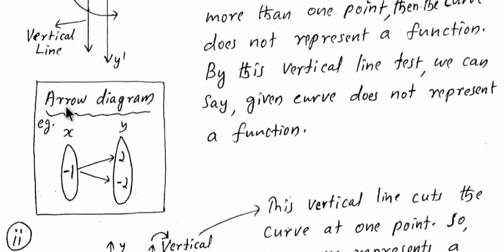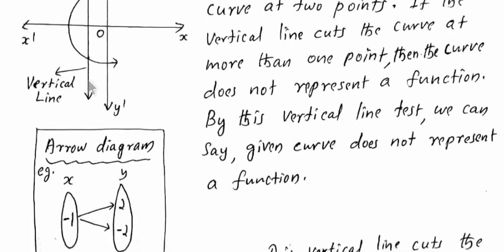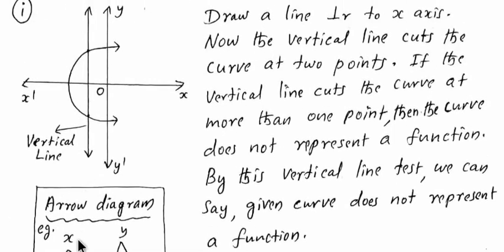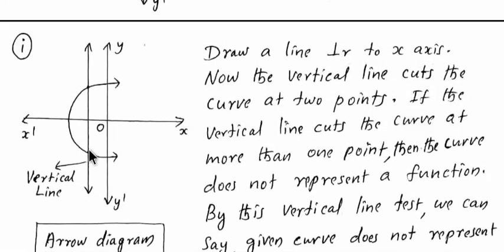Here, by an arrow diagram, we can see. Take a value here, let it be -1. This is the x-axis. Any number can be taken here. For example, take -1. Therefore, here x takes the value -1. This is the domain. Then take the corresponding y values. Here -1, here the cutting point.